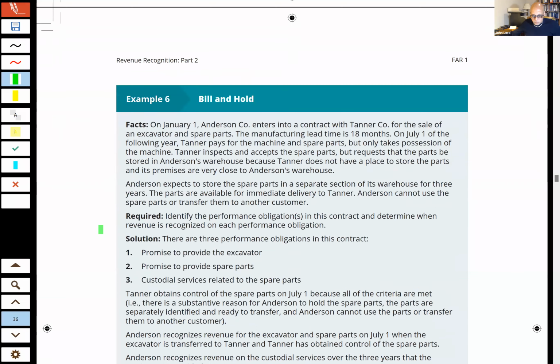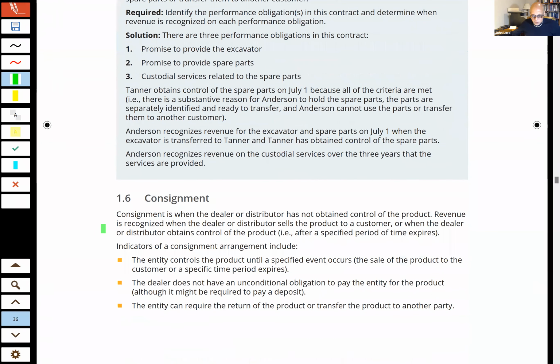I'm not going to go through the book's bill and hold arrangement example here because it's so obvious. You'll see it in that question, and I don't want to waste time going through an example of something that you'll see how easy it is in a couple of seconds.